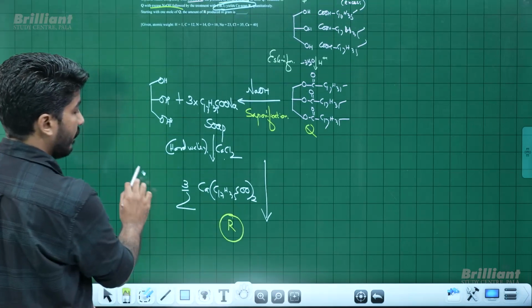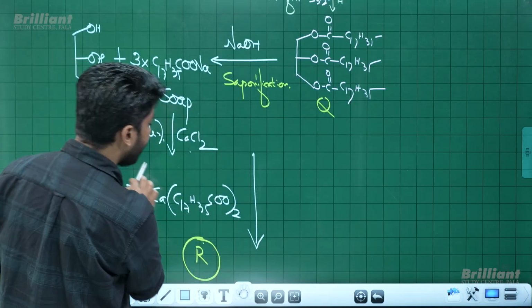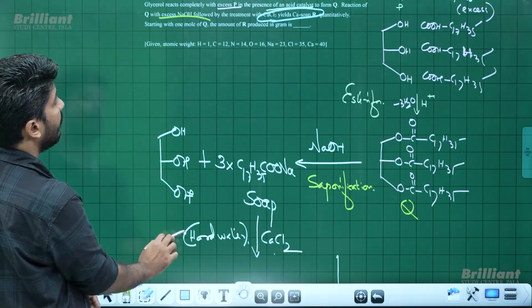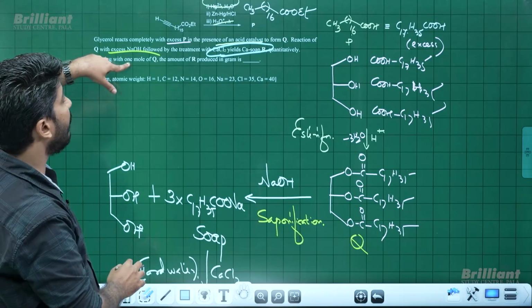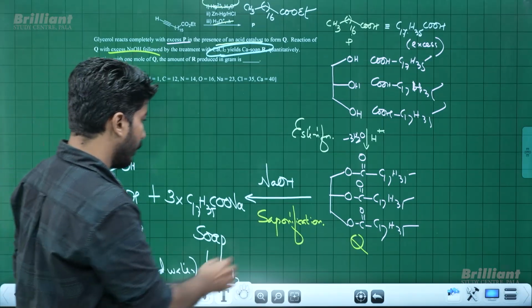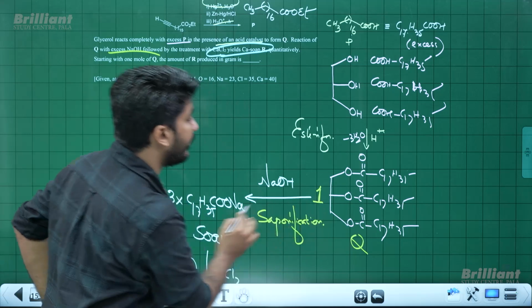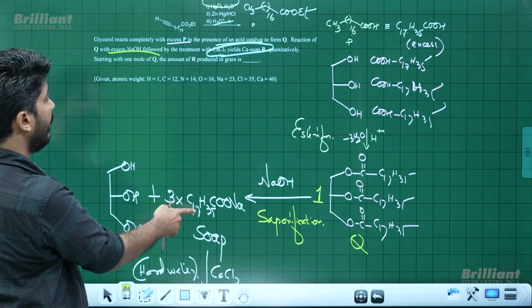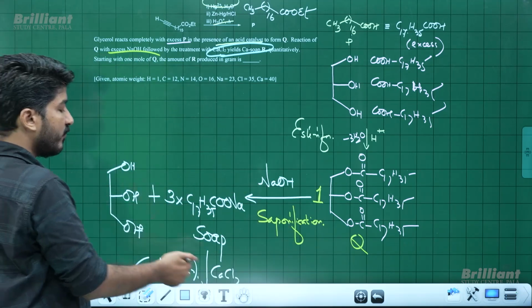Yes. Now let's again go back to the question of what they want. Yes, starting with 1 mole of Q. So 1 mole of Q they want to start with. From 1 mole of Q, what is the amount of R produced in grams?